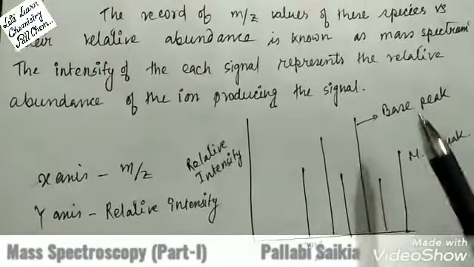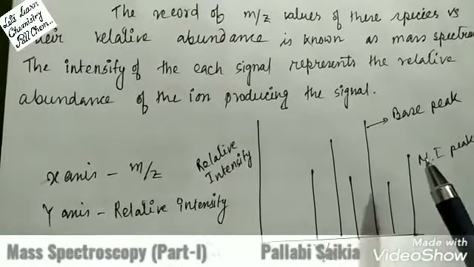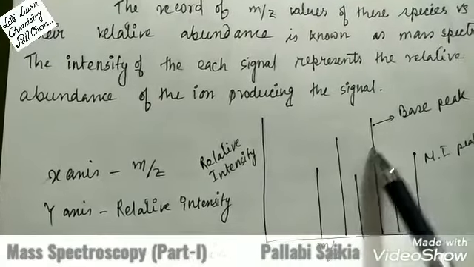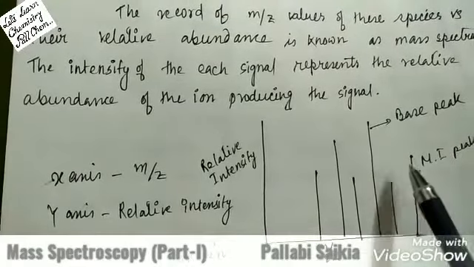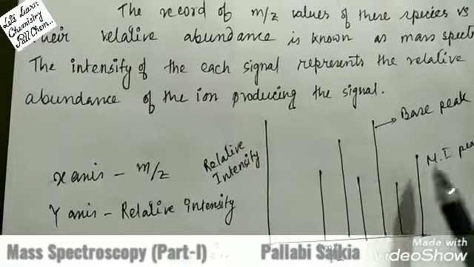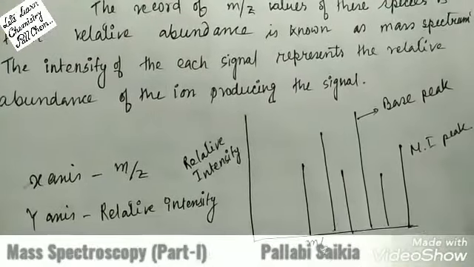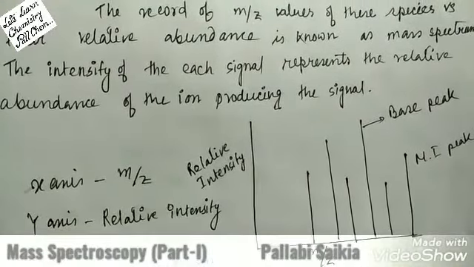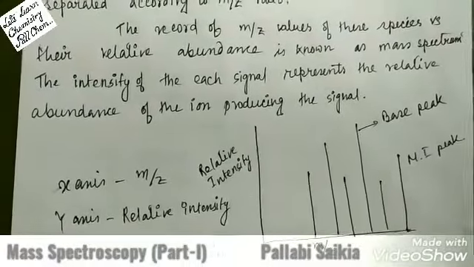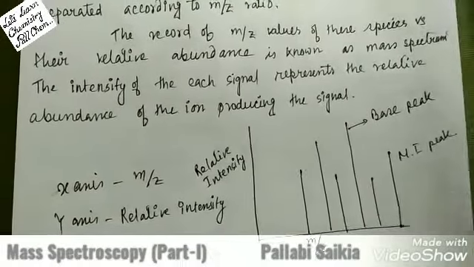Sometimes along with the molecular ion peak and base peak, other peaks are also obtained with non-integer values. Non-integer value means, suppose this is 40 and this is 60, some peaks within this range, like 40.2 or 60.5, are obtained, and they are very broad peaks. These peaks are called metastable ion peaks, and these ions are called metastable ions.